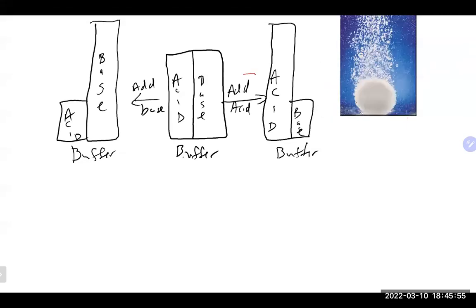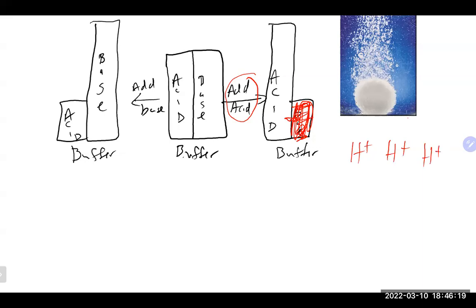Well, if I keep dumping acid into my buffer, I'm going to continuously use up my base part, right? I'm going to keep using up my base part till at some point there is no more base part to react with the acid I'm adding. And if I keep adding acid, now what am I doing? I'm just dumping in a lot of H plus at that point, right?